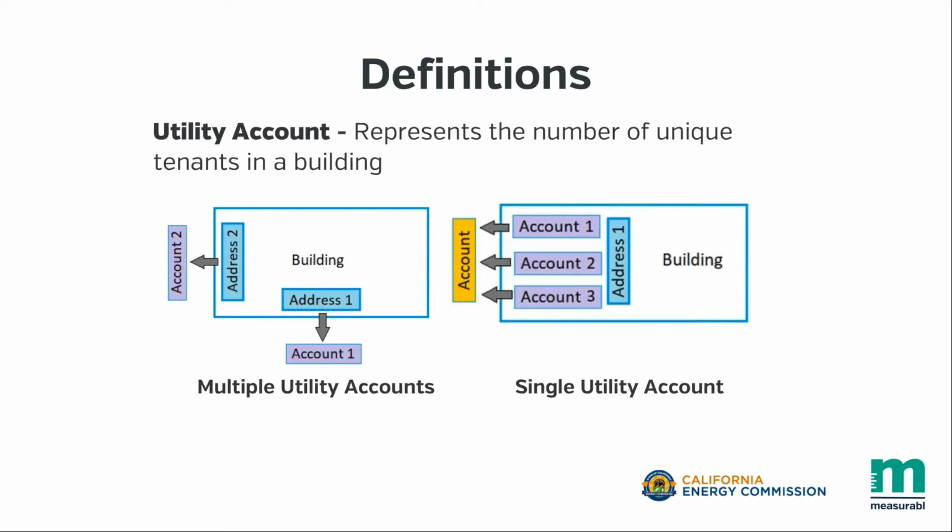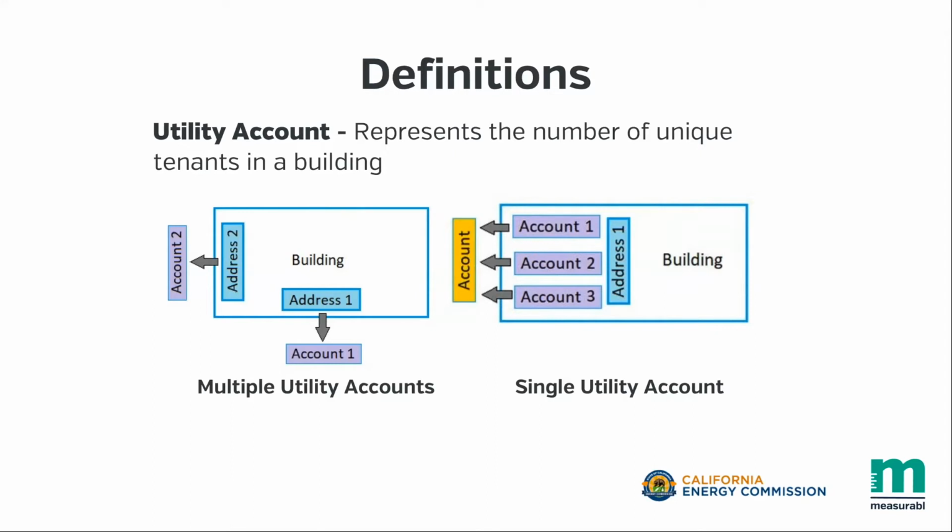So when we're counting the number of utility accounts to get to a certain threshold, that's not as straightforward as it might first seem. What we're generally doing with the definition of utility account is looking at the number of utility customers in the building, or typically you can think of that as the number of tenants in the building, but we don't use the term tenant in the regulations. We think this is more faithful to the statute than just looking at the number of agreements between the building and a utility. So here's how it works.